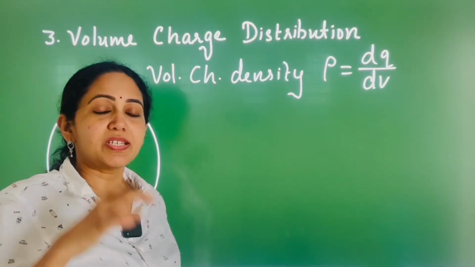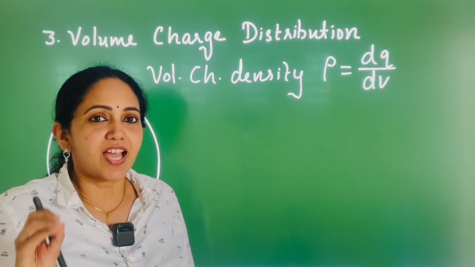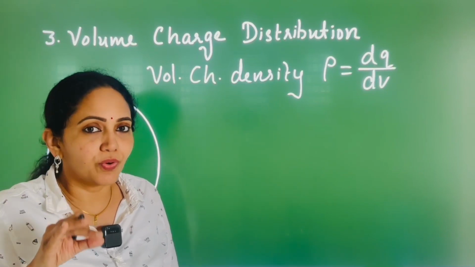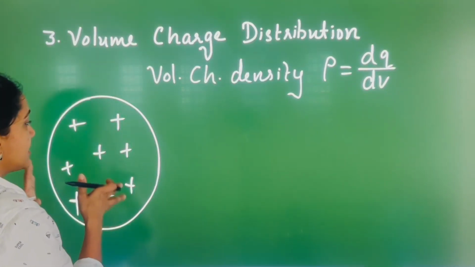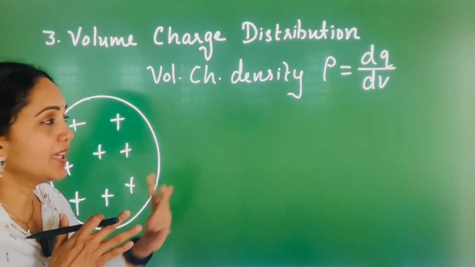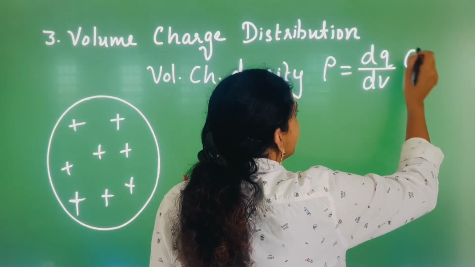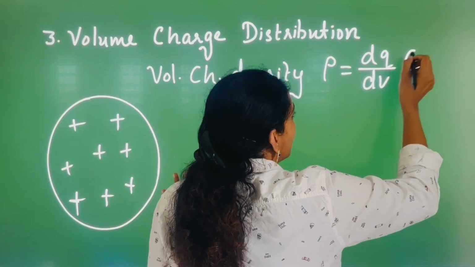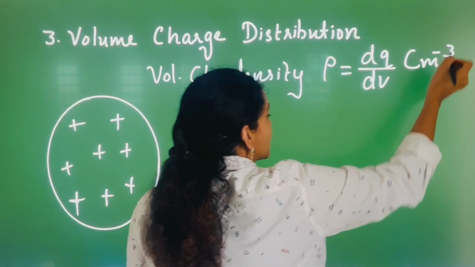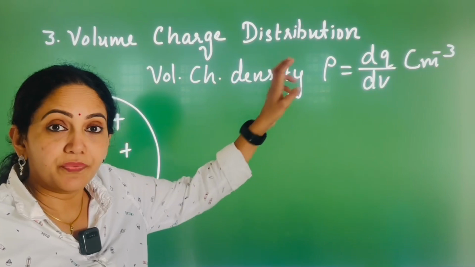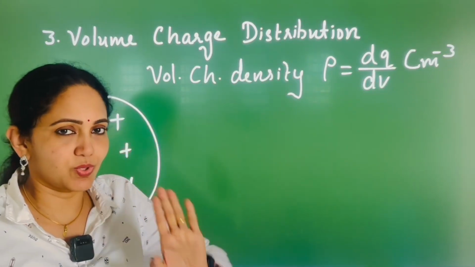അതായത് വോളിയം ചാർജ് ഡെൻസിറ്റി ഈസ് ദ ചാർജ് പെർ യൂണിറ്റ് വോളിയം ഓഫ് ദിസ് ഡിസ്ട്രിബ്യൂഷൻ. ഓക്കെ, അപ്പൊ ഇവിടെ യൂണിറ്റ് വരുന്നത് എന്തായിരിക്കും? കൂളംബ് സി വരും. ചാർജിന്റെ ഡിനോമിനേറ്ററിൽ വോളിയം ആണ്, സോ മീറ്റർ റേസ് ടു -3. This is the equation for volume charge distribution.